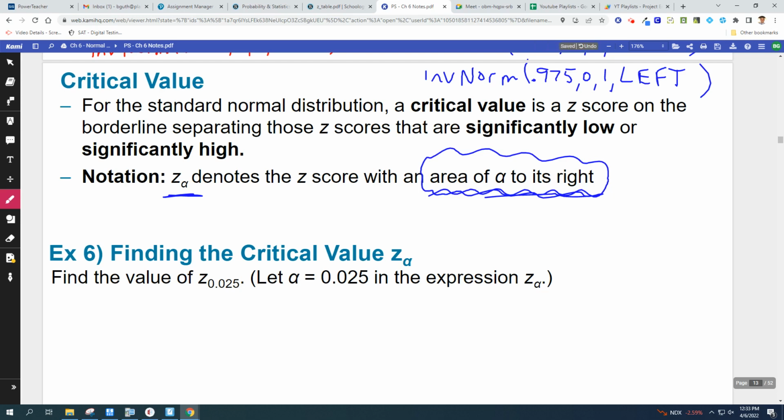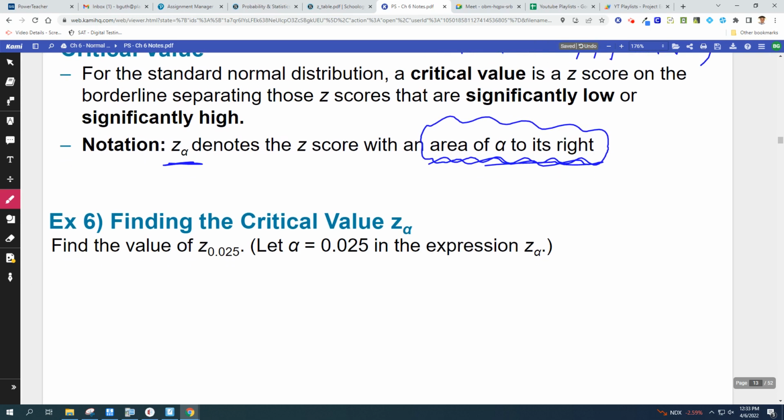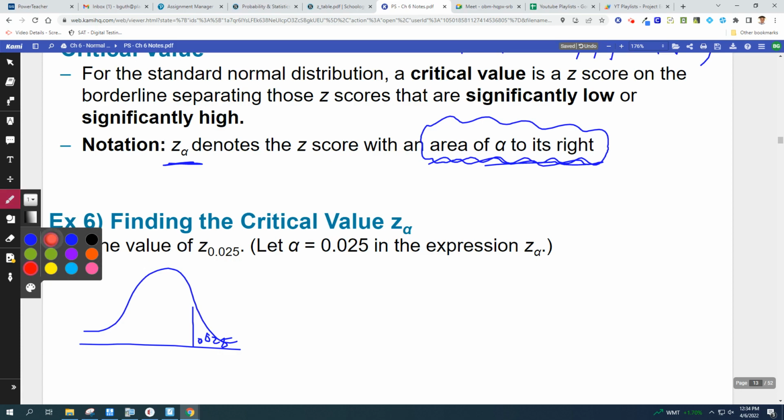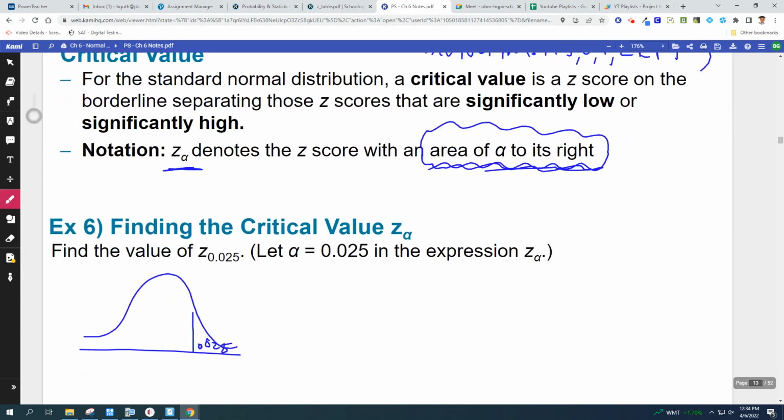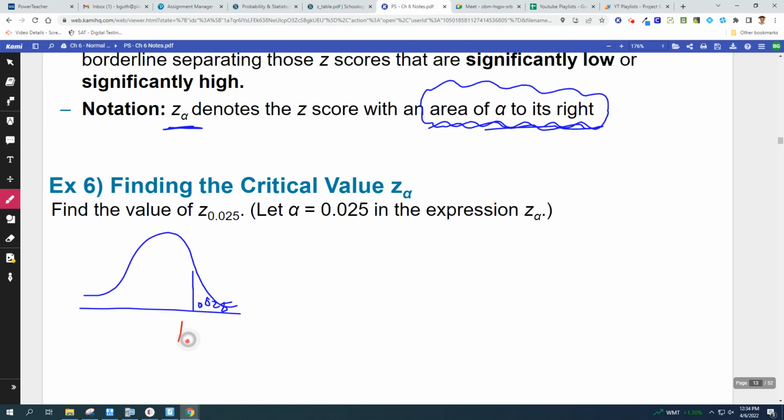So when it says find, in example 6, find the value of z 0.025, it's talking about that area to the right. Okay, the area to the right, 0.025. Well, we just did that. We literally just did that in the last example. It was up there, 1.96.